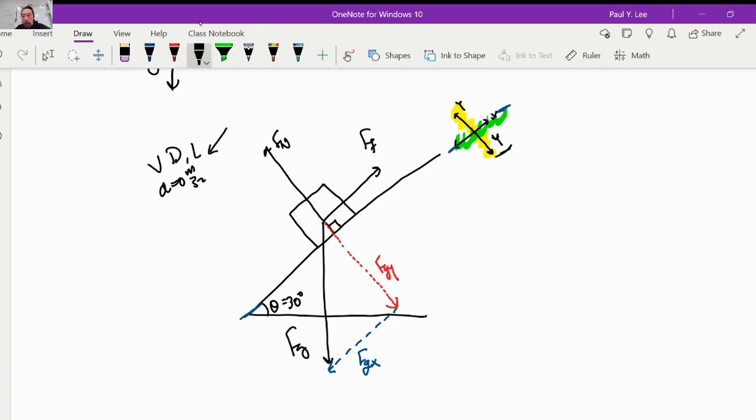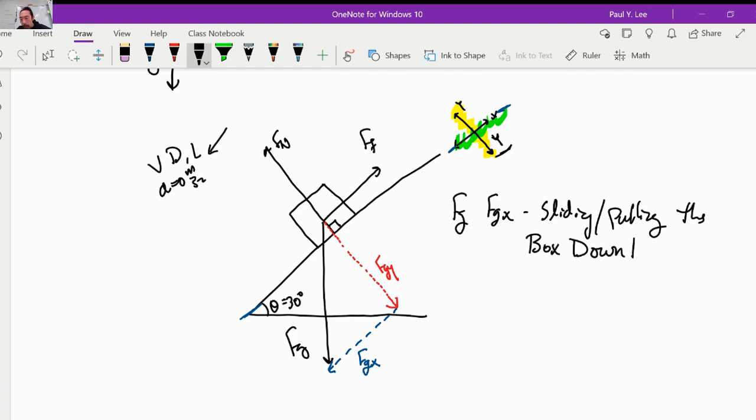So if I were to ask you, what is your F of G doing? Your F of G is doing two things. Thing one, FGX: the force of gravity is sliding or pulling the box down the ramp. Down the ramp. And what I mean by down the ramp is in that direction. And so that's what this is telling you. The force of gravity is sliding or pulling the box down the ramp.